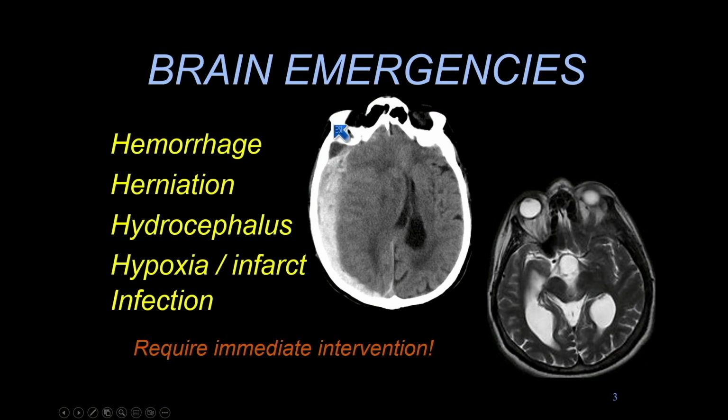Brain emergencies, anytime we have intracranial hemorrhage, mass effect could lead to herniation, hydrocephalus. The H is basically these need immediate attention, and acute hypoxia. Infection too is one that not necessarily within minutes, but if you ignore an intracranial infection, the outcome rapidly gets worse if not immediately treated.